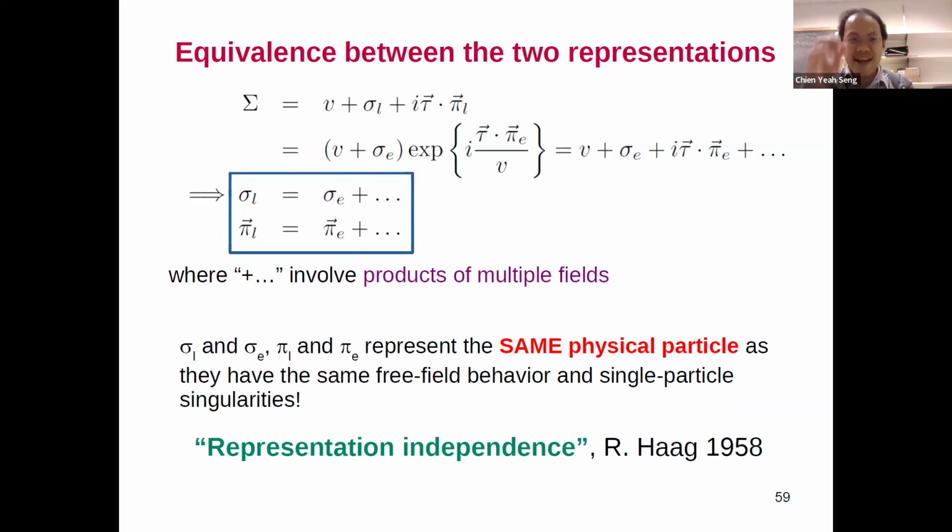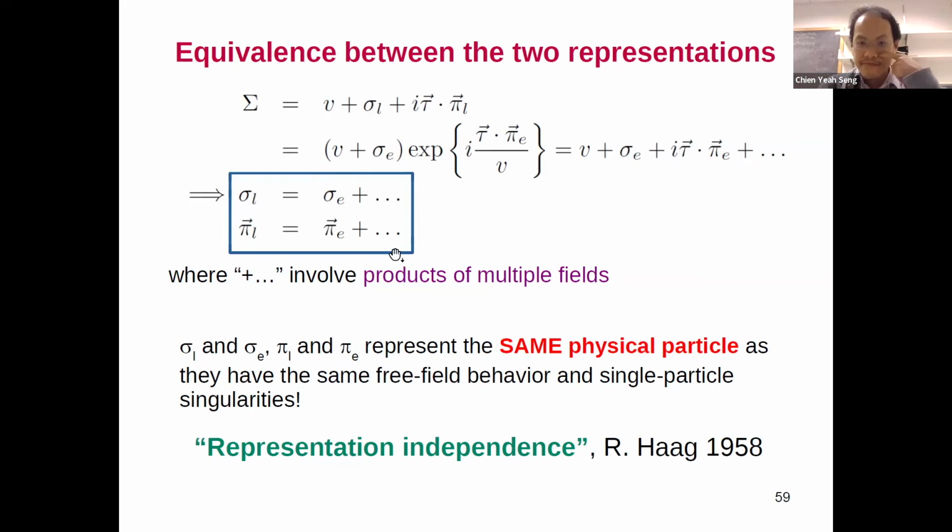And then you may ask that we have introduced two different ways to parameterize the big sigma. Are they equivalent? So now in the linear way, we parameterize the small sigma and the pi this way. The subscript L means linear. And in the exponential parameterization, they are parameterized like this. But if you expand the U, then you see this expansion. So when you do the matching, you see that the linear parameterization is equal to the exponential parameterization plus something else. This something else involves the product of multiple fields.